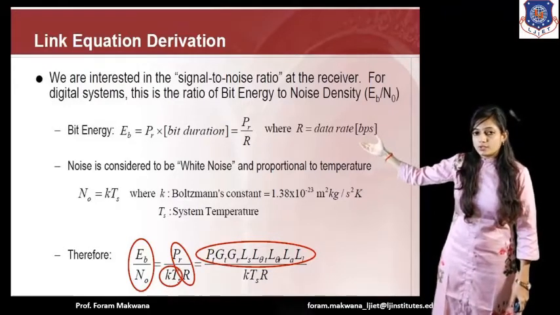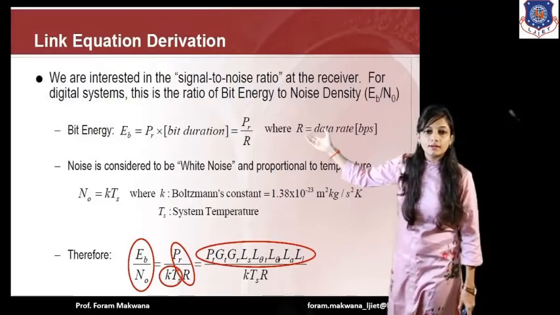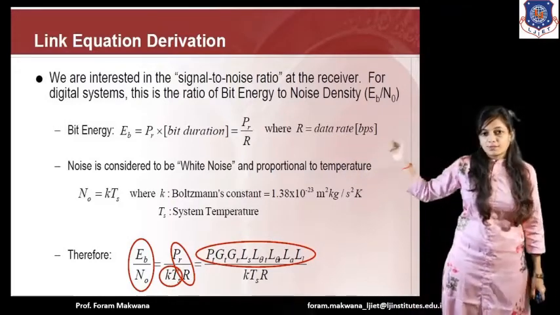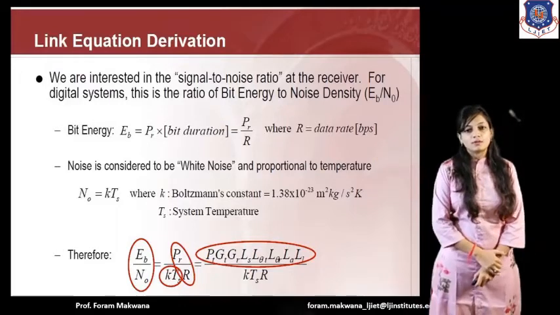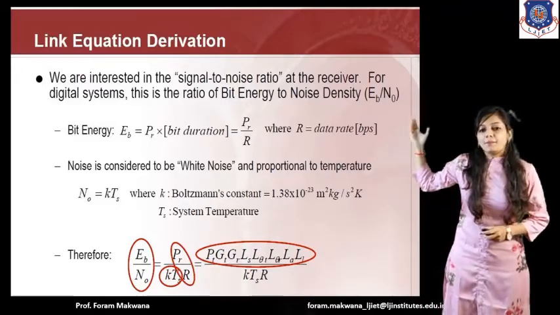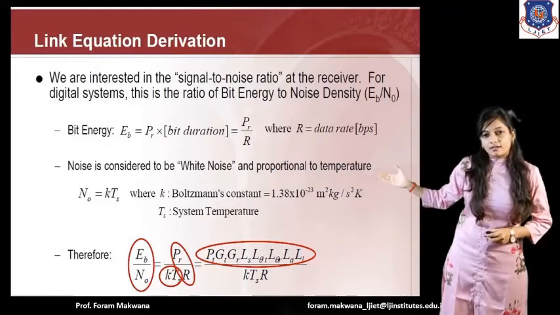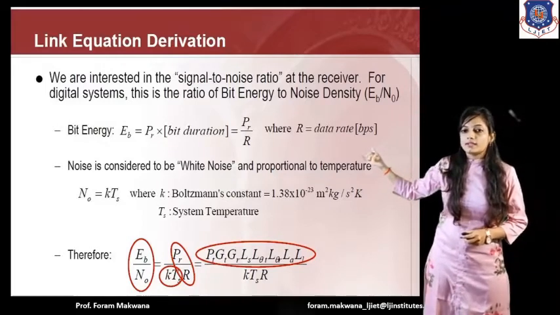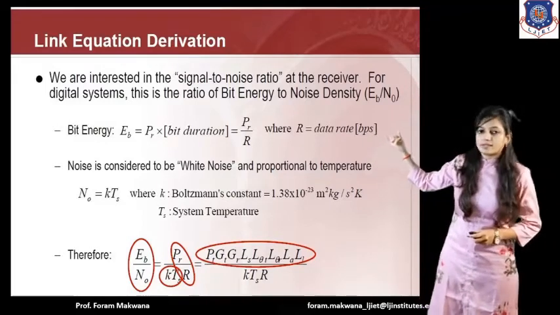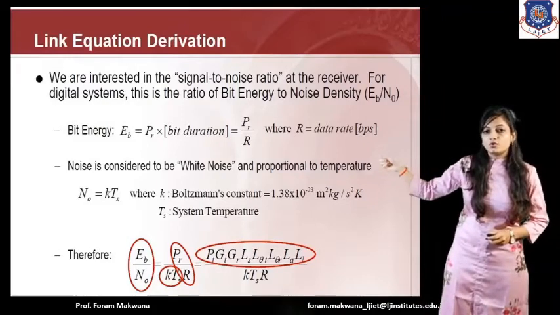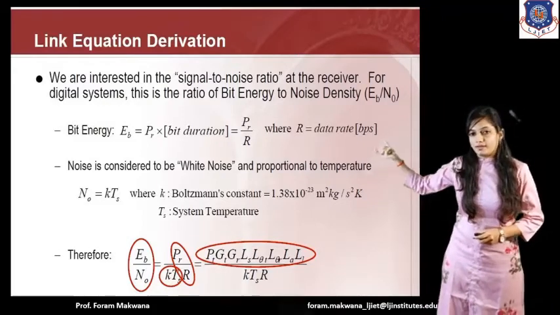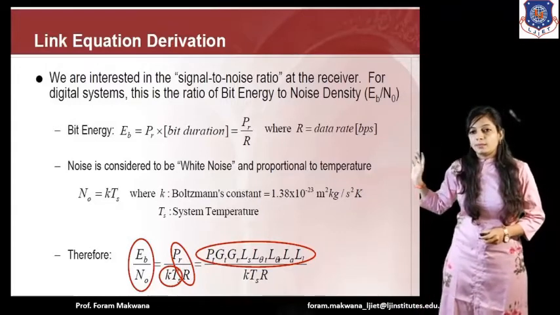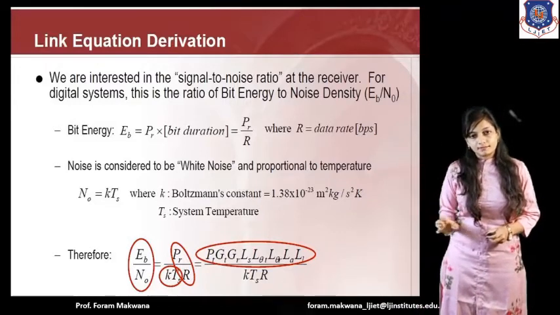So EB is equal to PR in bracket bit duration. What is my PR? PR is the received power, right? So PR divided by capital R represents the bit energy, and my R is the data rate, that is bits per second. Okay, it is going to be divided by R because it is a data rate, and if it is duration, then it is going to be multiplied. It is multiplied by 1 upon R, right?